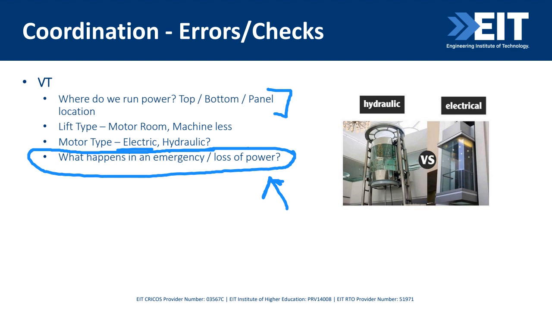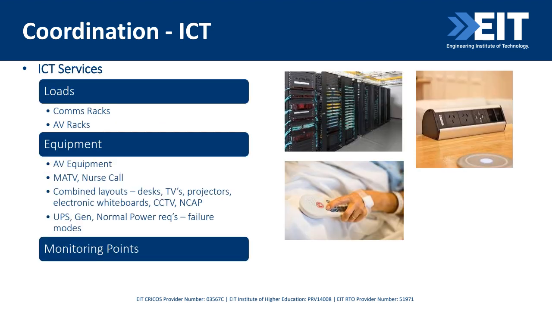All right, ICT. ICT, which is our communications, could be part of us electrical engineers' responsibility, or it could be separate. Now, you'll be seeing a theme with all of these coordination dot points, which is good. The theme here is, what equipment do you have? What load do you need? Where is it going? So in this case, you might have communication racks or audiovisual racks or equipment. So what load do they have? But you also might have some bespoke things.